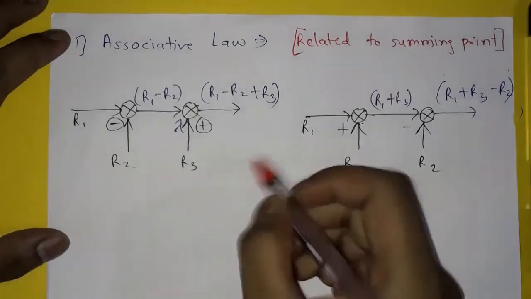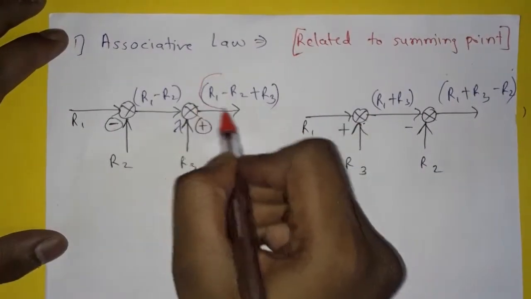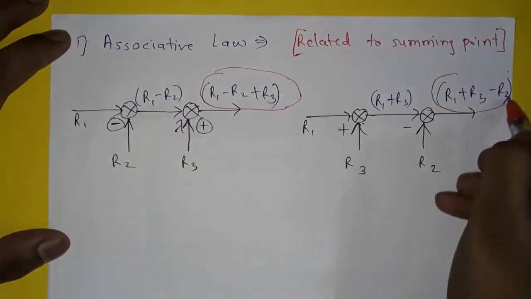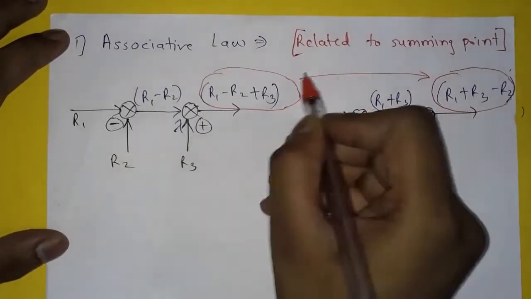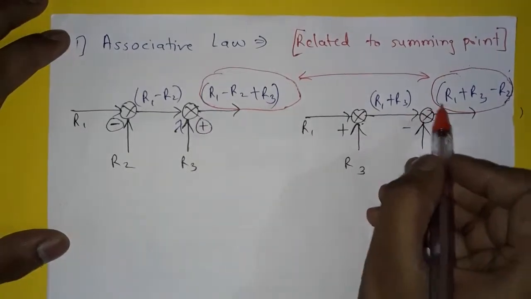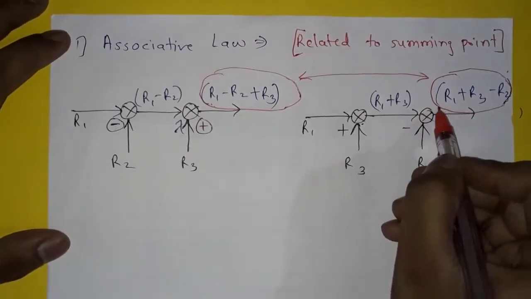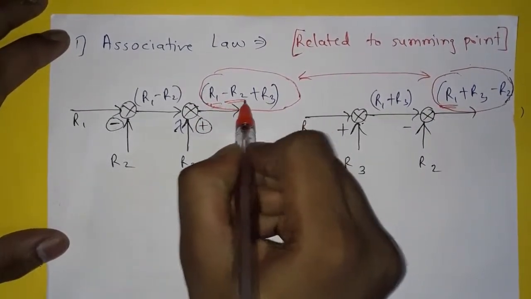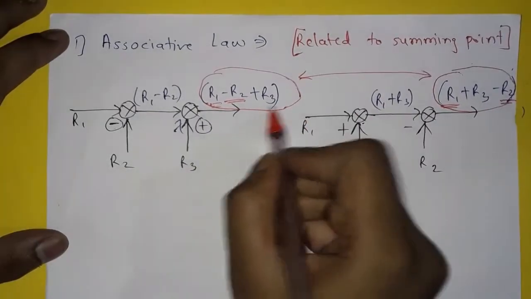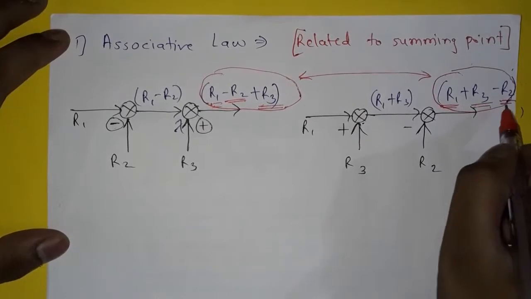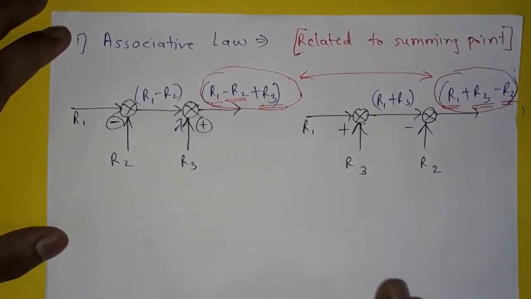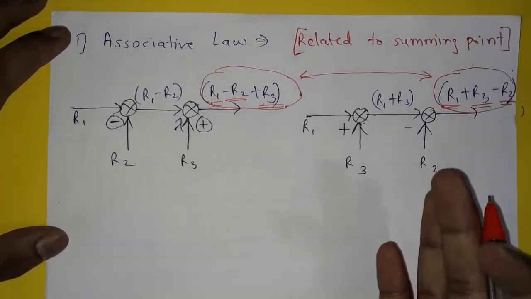See here, in associative law the final output is same. That is here plus R1, here plus R1, here minus R2, here minus R2, here plus R3, here plus R3. This is called as associative law.